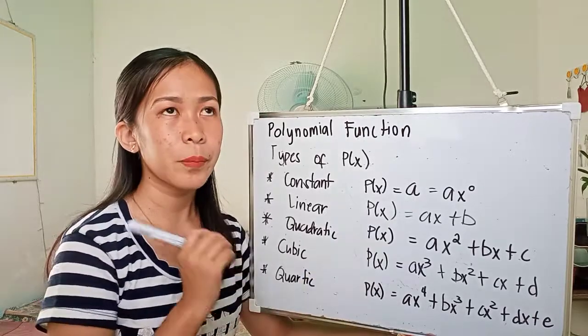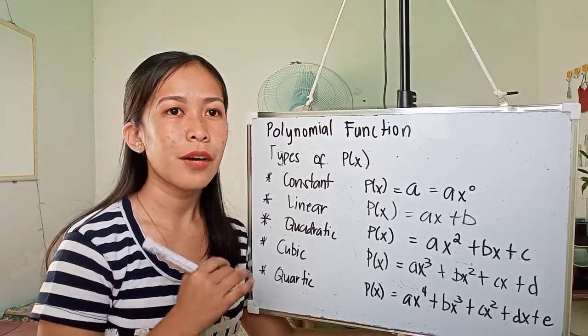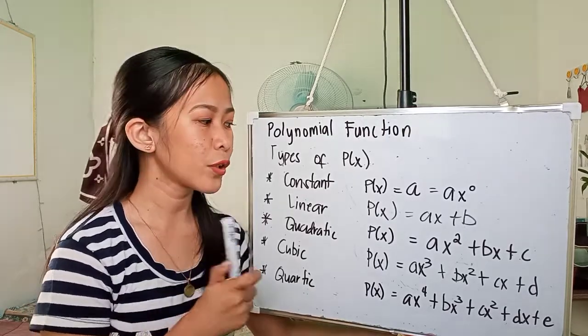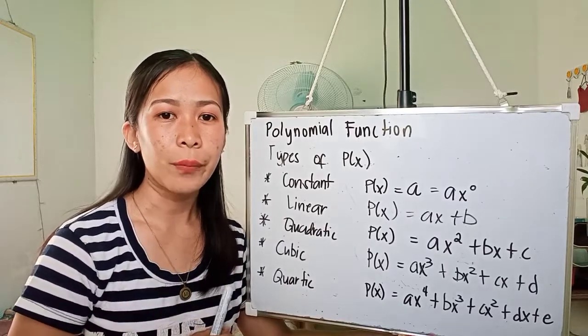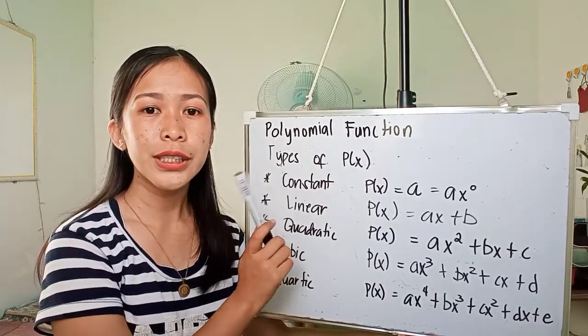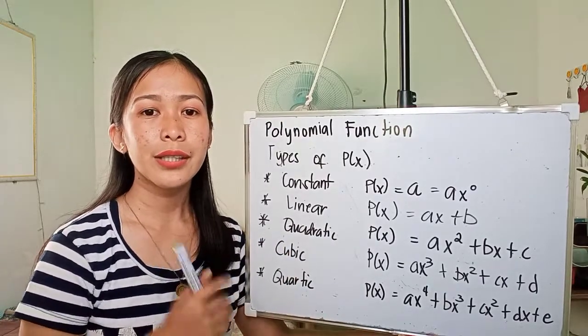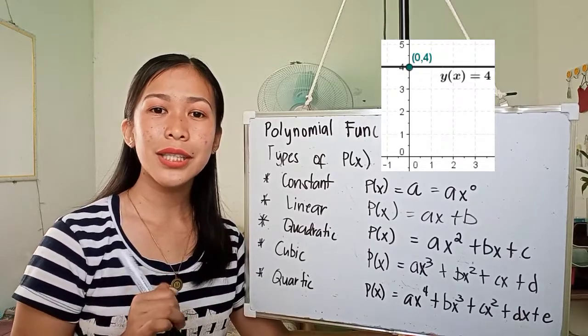Like itong a, pwedeng p of x is equal to 3. P of x is equal to 4. P of x is equal to 5. Those are the constant functions. Mag-isa lang sila na whole number. Okay? And when we are going to talk about the graph of a constant function, that is a straight line in a rectangular coordinate system.